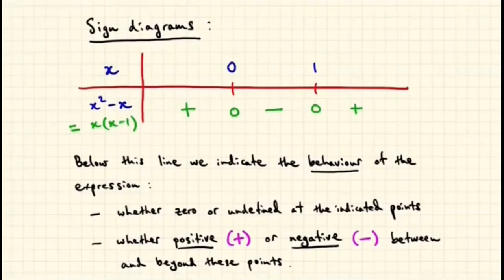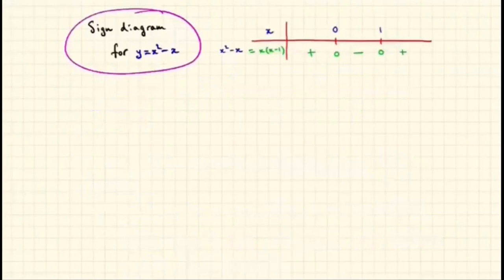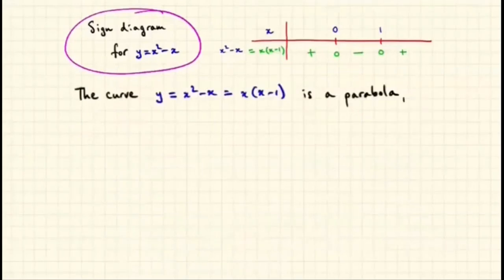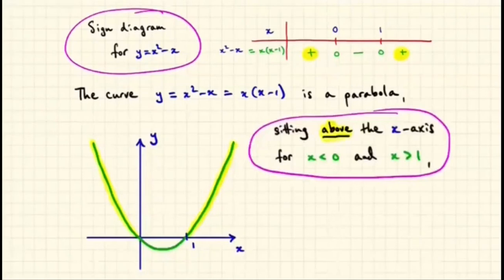This particular expression is a quadratic. So the associated curve is a parabola. It's bowl-shaped up because the coefficient of x squared is positive, and passing through the x-axis at 0 and 1. The parabola sits above the x-axis for x less than 0 and x greater than 1, corresponding to the plus signs in the sign diagram, and below the x-axis for x between 0 and 1, corresponding to the minus sign in the sign diagram.